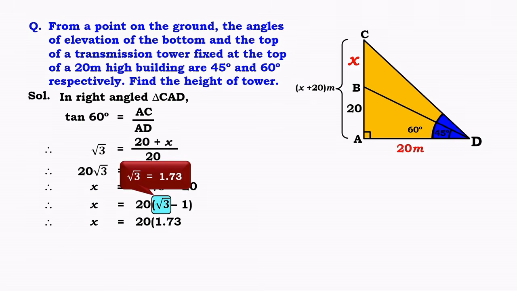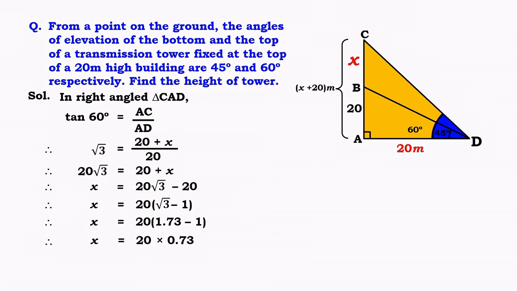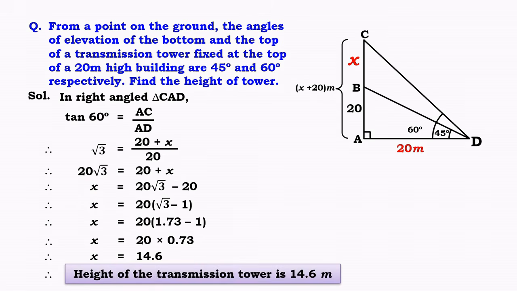Now, using the approximate value of root 3 as 1.73, we get x is equal to 20 times (1.73 minus 1). That gives us 20 times 0.73, which is 14.6. Therefore, the height of the transmission tower is 14.6 meters.